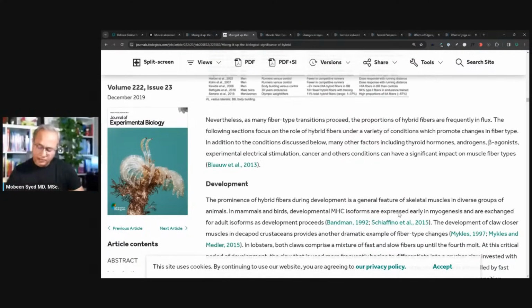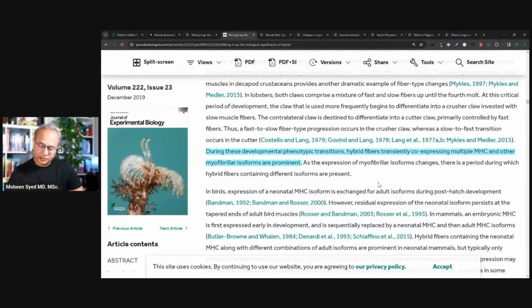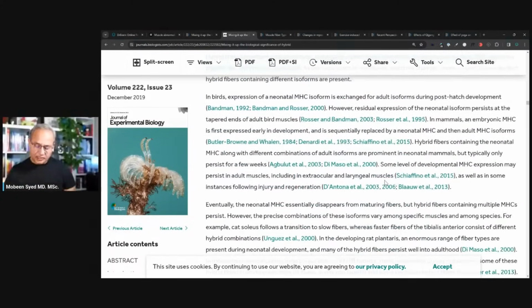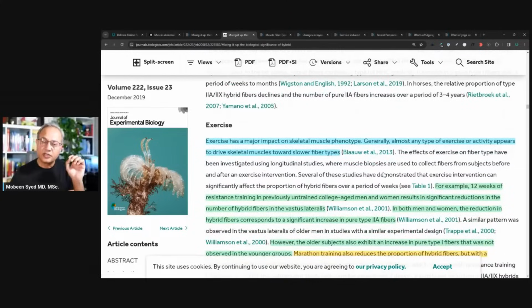Then they talk about development. During these development phenotypical transitions, hybrid fibers transiently co-express multiple MHC. So they're saying this is part when we are developing from little embryos to then children and then growing towards adults, our fibers keep transitioning from one type to another type. That is fine.